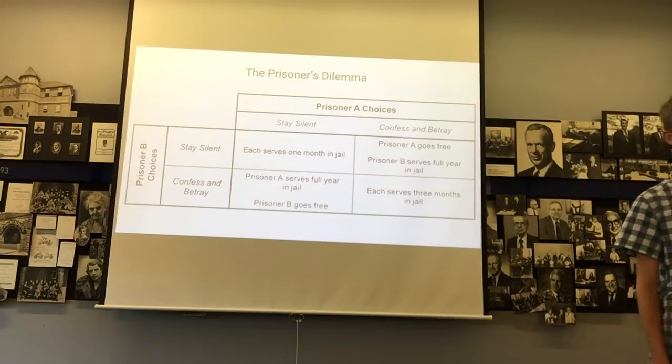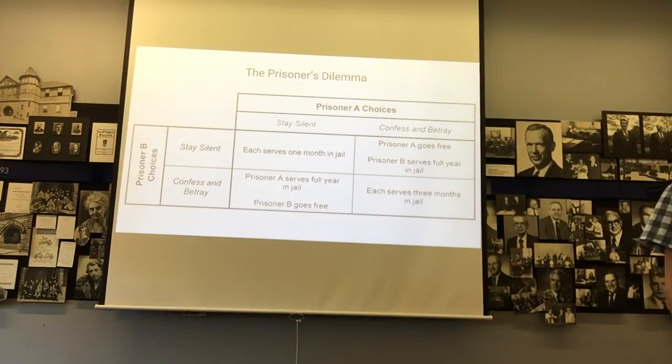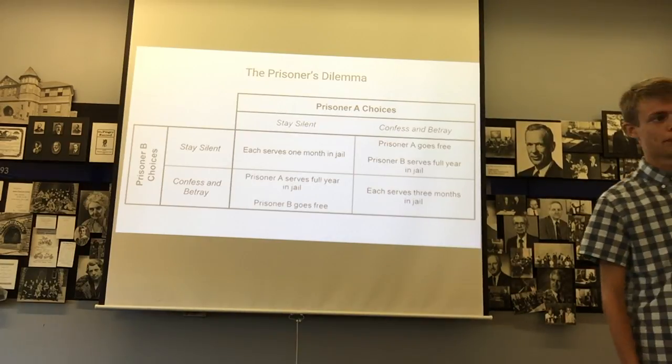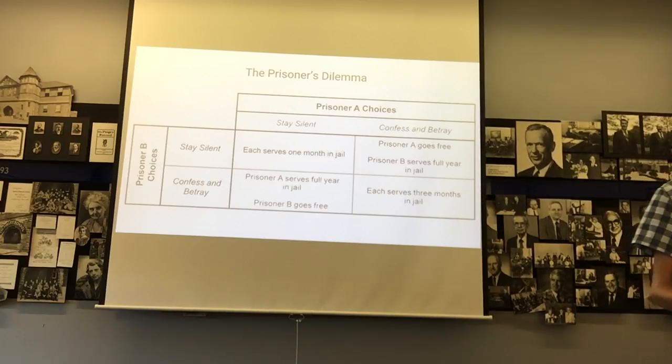And vice versa. So if you stay silent and your friend talks, you have to spend a year in jail and your friend goes free. Or if you both stay silent, you both serve a month in jail and then you go free. So the idea was to create this situation where you're either choosing to cooperate or defect, and depending on which option you chose, you potentially have a higher payoff, or you can basically walk away with nothing.